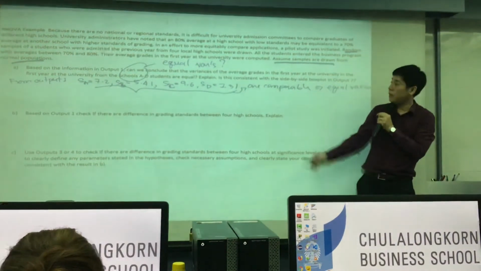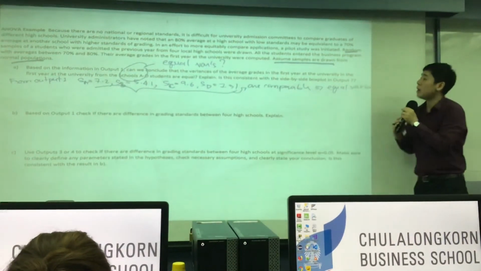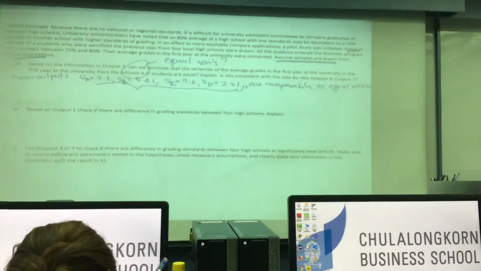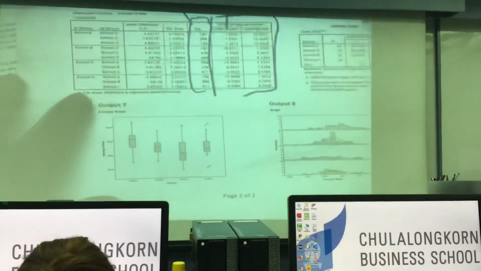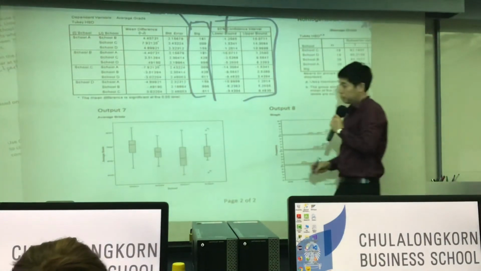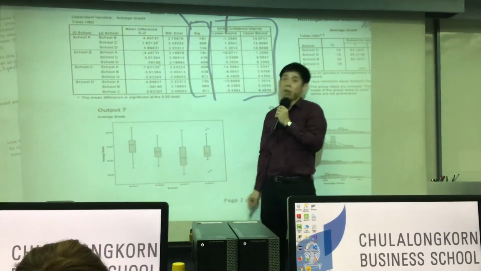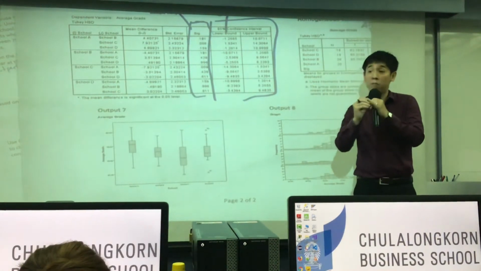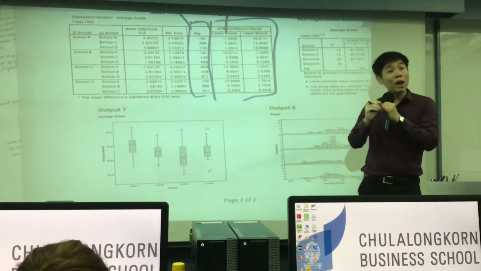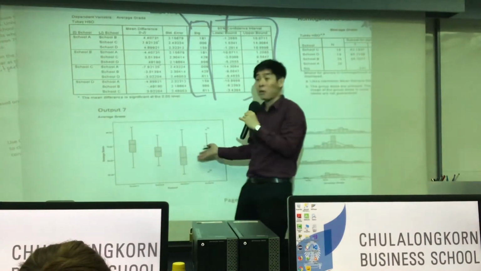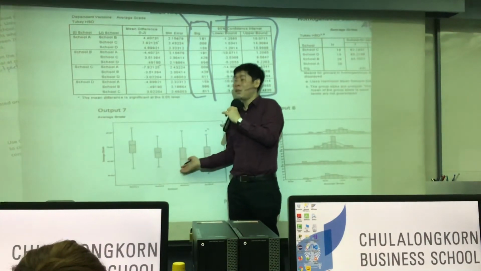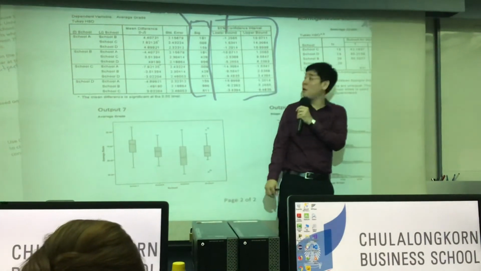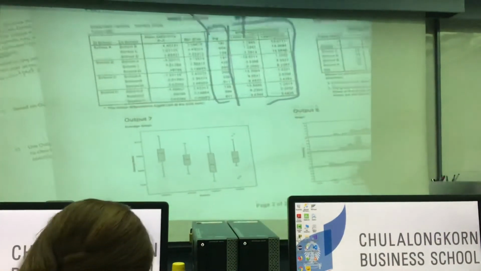Okay, explain, is this consistent with the side by side box plot in output 7? Output 7 is basically this one. Alright, what key thing do you have to say? Compare IQR and range. And you have to decide comparable or not. This one is kind of gray. You might say, well, they're not a big difference, so they are comparable. I think this one I would say they're comparable.